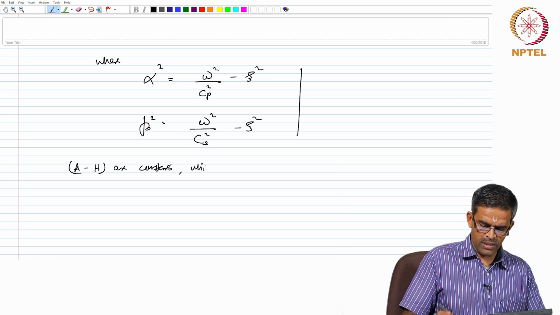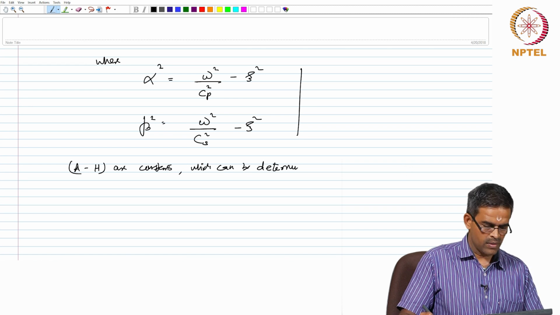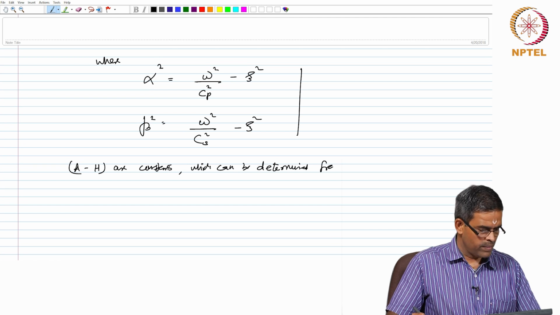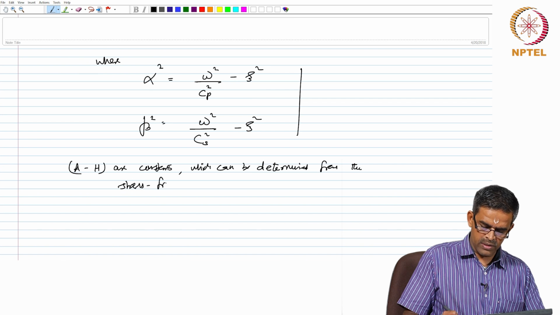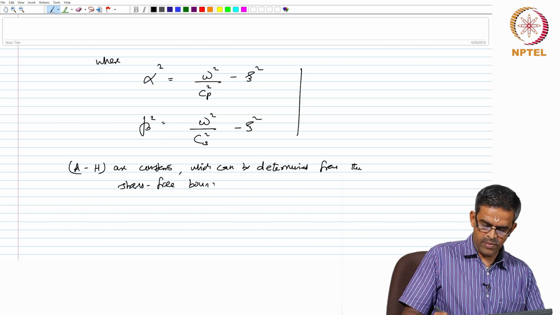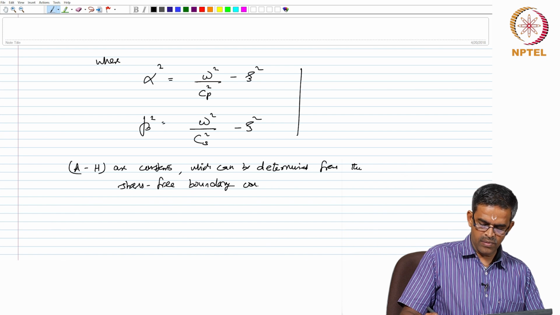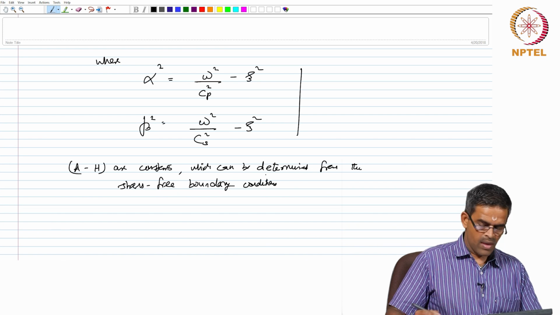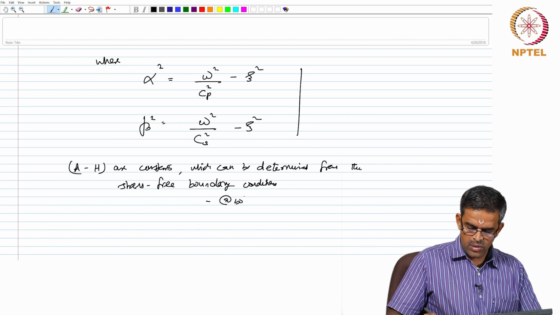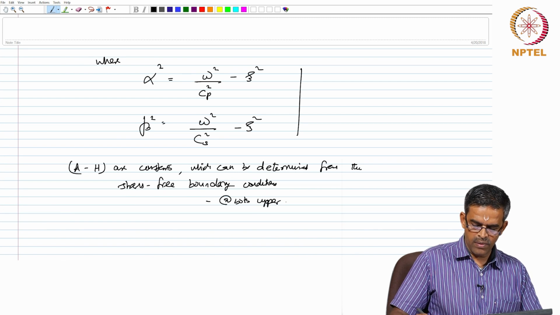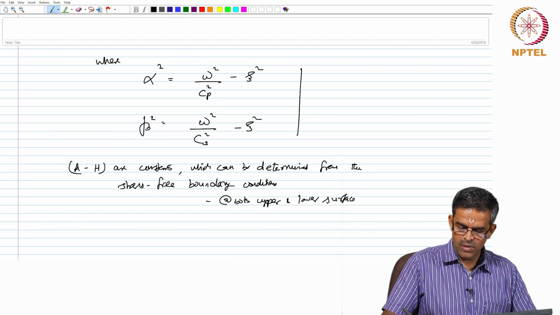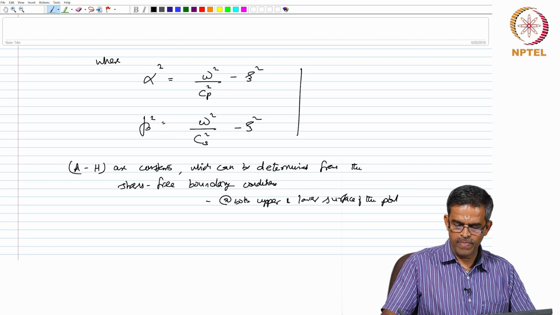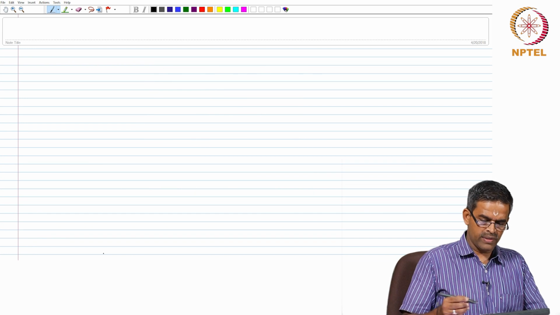which can be determined from the stress free boundary conditions at both upper and lower surface of the plate. Let us write down those equations.